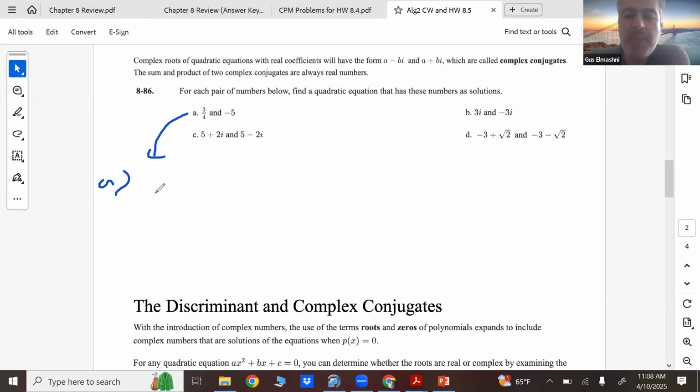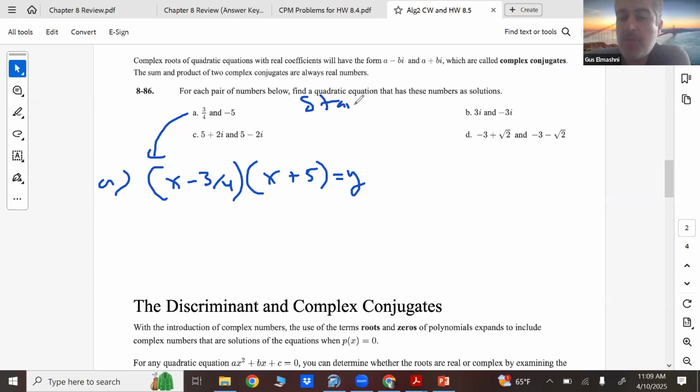Think about it. That's gonna be x minus 3/4. And that's going to be x plus 5 equals y. If you want, I am going to ask this in standard form. So you're going to want to FOIL afterwards, right? You're going to want to FOIL it. But before I even do that, I could rewrite this as 4x minus 3.